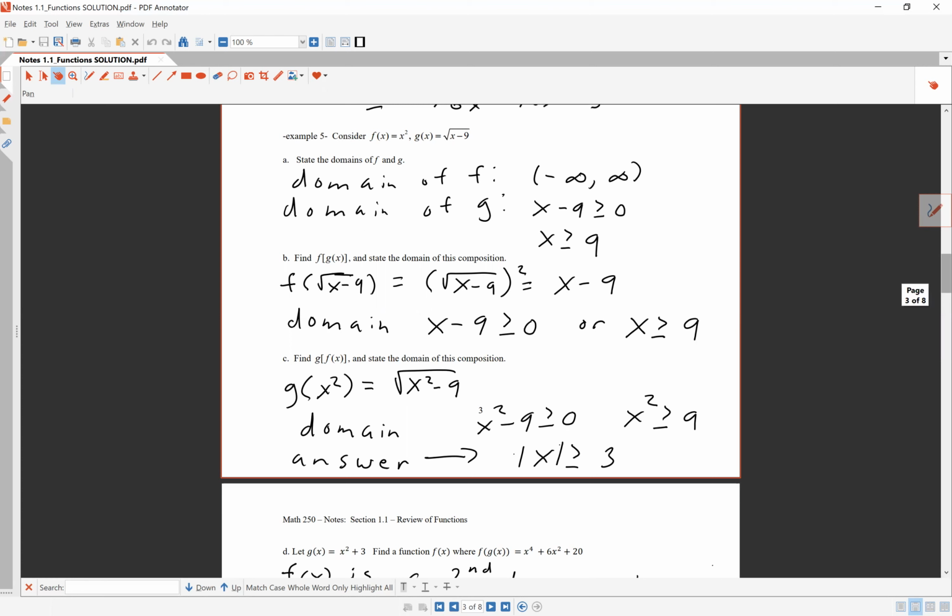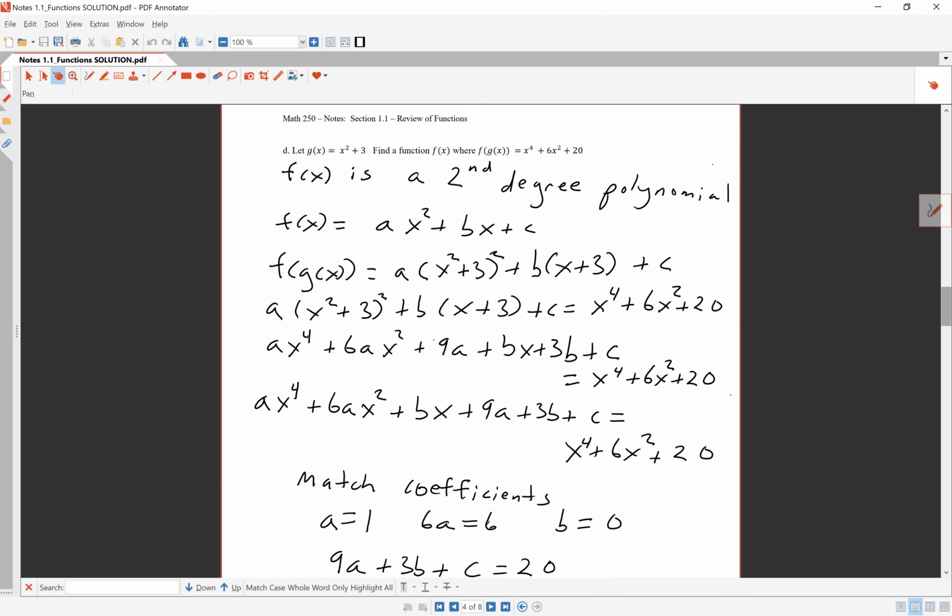Oh, students, here's my favorite problem in this section. In case you're taking notes, there's a few problems like this in Math Excel. We want to calculate f of g of x. So g of x is x squared plus 3, and we want to find f such that f of g of x is x to the 4th plus 6x squared plus 20.